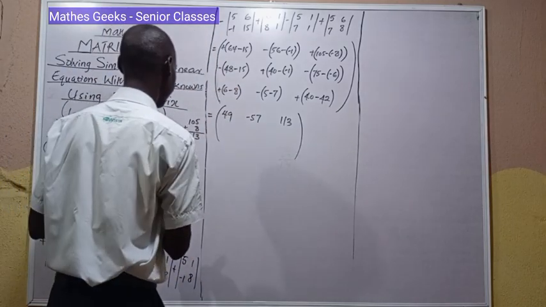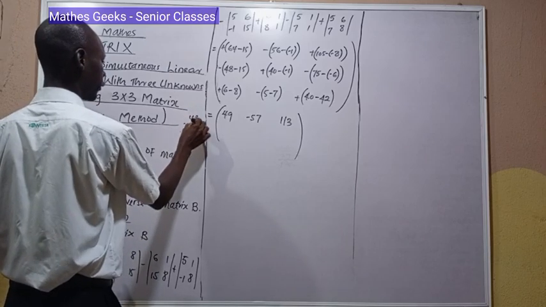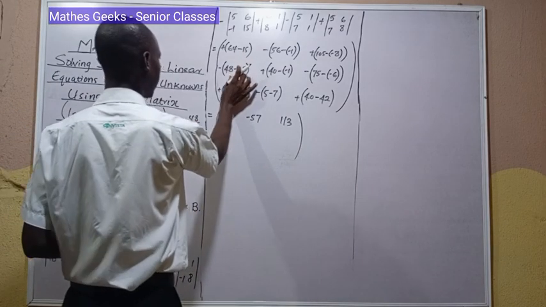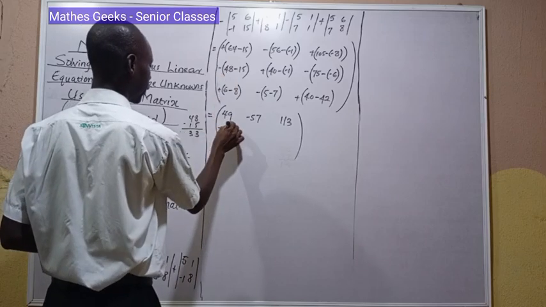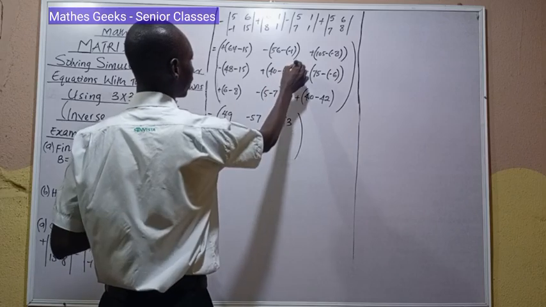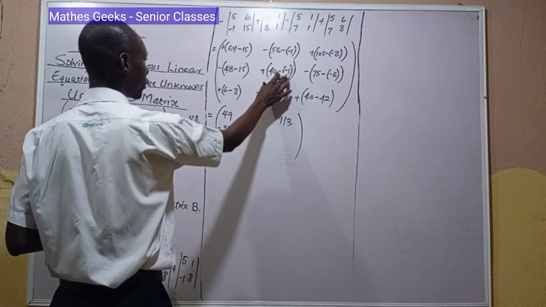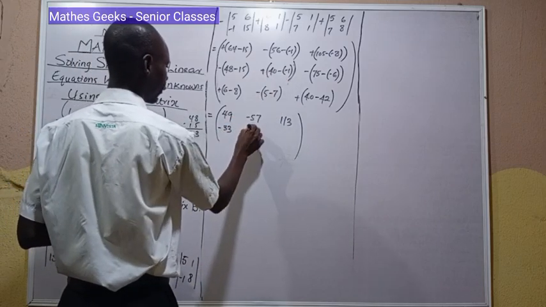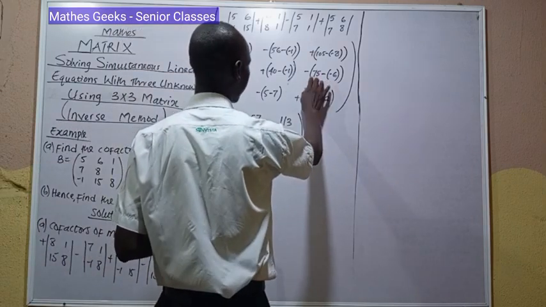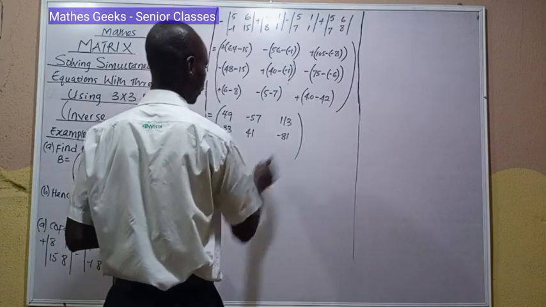48 minus 15. 8 minus 5, 3. 4 minus 1, 3. 33 times minus 1 gives us minus 33. Minus times minus is plus. So plus 40. 40 plus 1 is 41. Times plus 1, 41. 75. Minus times minus is plus. So 75 plus 6, 81. 81 times minus 1 gives us minus 81.